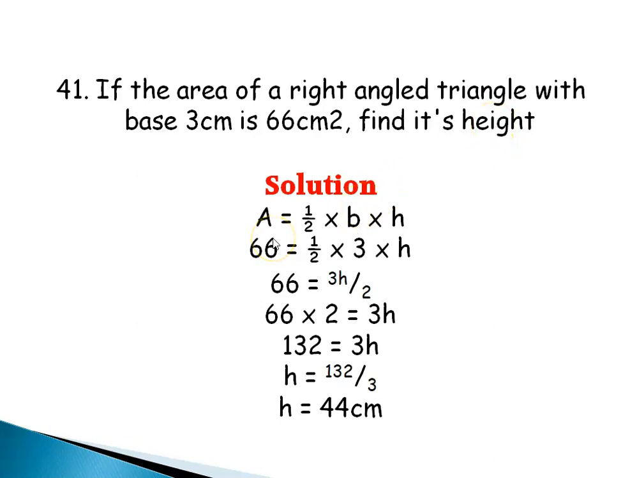Alright, the formula for finding the area of a triangle is half base times height. But in this question, we have the area to be 66 and we have the base to be 3. We are looking for the height. So 66 is 1 over 2 times 3 times h. 66 is 3h divided by 2, and then I'll cross multiply. That will give me 66 times 2 is equal to 3h. 66 times 2 is 132, equal to 3h.